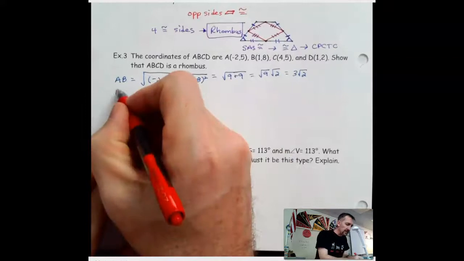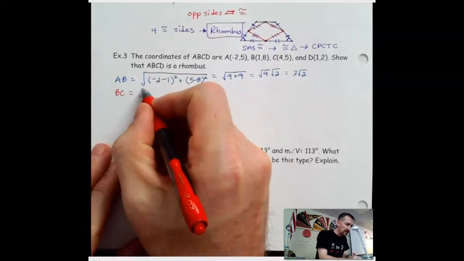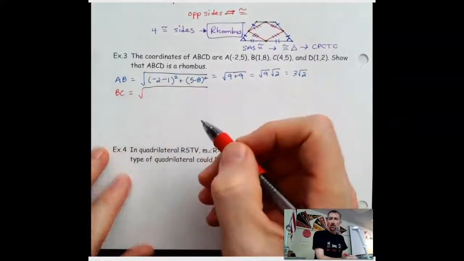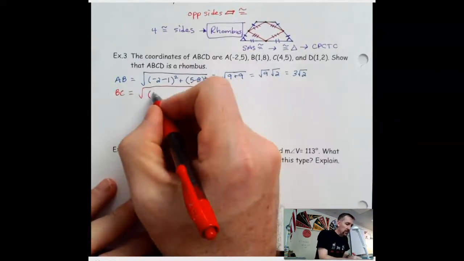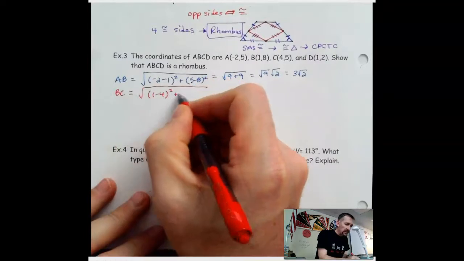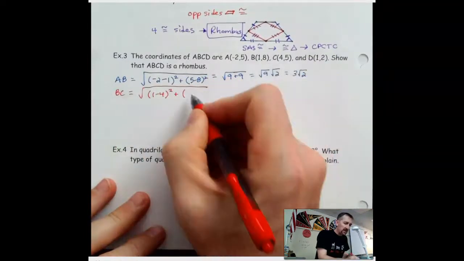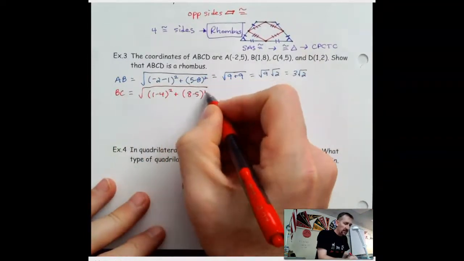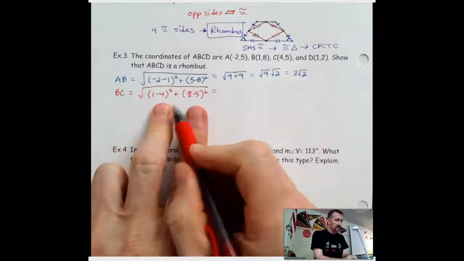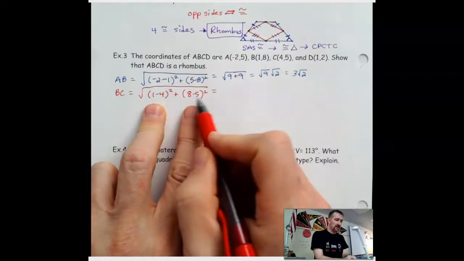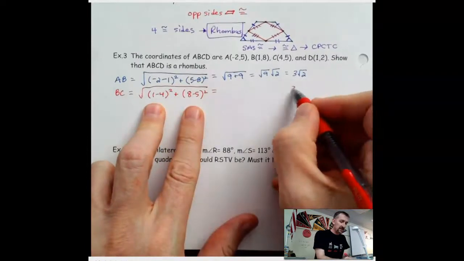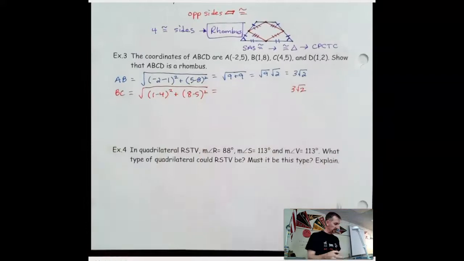Now I'm going to do BC, which would be the next side. So BC, that's going to be 1 minus 4 squared plus 8 minus 5 squared. Well, I hope we all see pretty quickly, that's a 1, that's negative 3 squared. That's 9 and 9. So we get 9 and 9 again. So that's going to be 3 root 2.